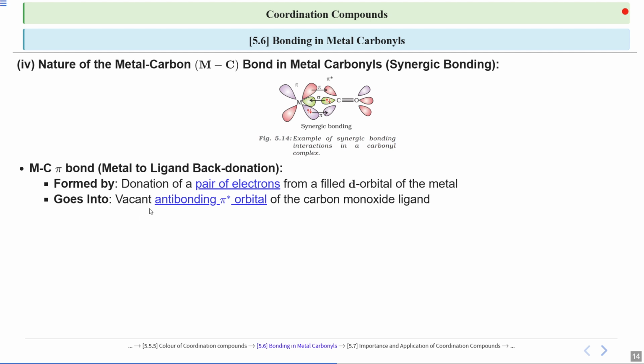So it goes into the vacant anti-bonding or pi star orbital of the carbon monoxide ligand. This filled d orbital of the metal is going to donate its electrons to the vacant anti-bonding or pi star orbital of carbon monoxide, which is the ligand. This is often called pi back bonding or back donation, because the metal is giving its electrons to the carbonyl anti-bonding orbital. It is a pi back bond because of the pi character.